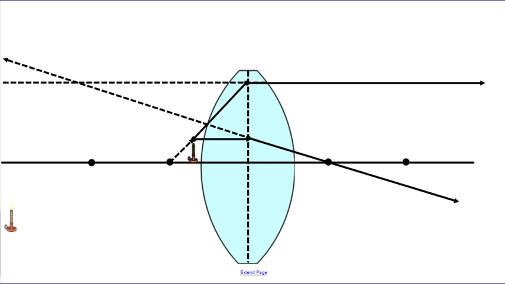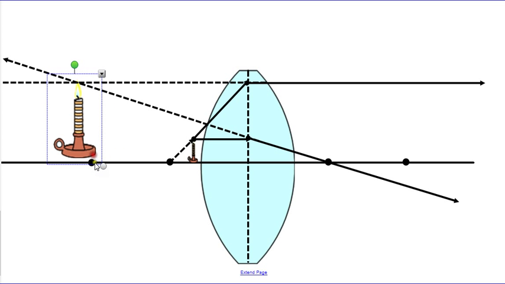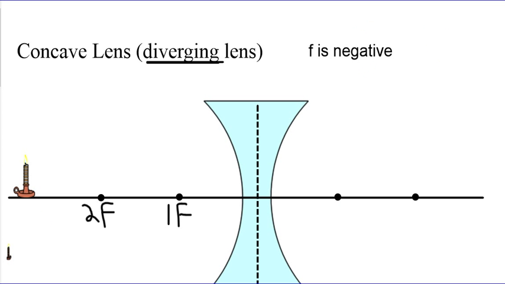And so what that means is our image is now formed on the same side of the lens as the object, and it looks like this. And so this image is going to be virtual, it's going to be upright, and it's going to be enlarged. All right, let's keep moving on.